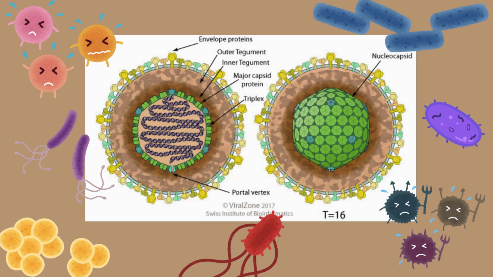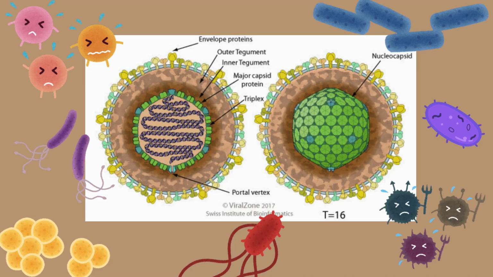Embedded in the envelope are glycoproteins that help HSV attach to and enter the host cells. Because HSV has an envelope, it is sensitive to heat, detergents, alcohol, and drying. If the envelope is damaged, the virus can no longer infect the cells.